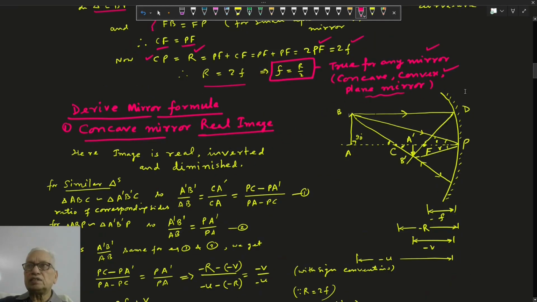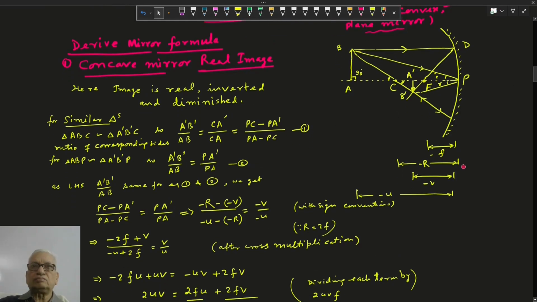Now deriving the mirror formula. There are three cases we have taken: concave mirror with a real image formed. Here AB is the object placed beyond C. The image is formed here in between C and F. By the ray diagram, we can see the ray parallel to the axis passes through the focus, and the ray passing through C is reflected back. Ray BP falls at an angle of I, angle I is equal to R, passing through B dash after reflection. So A dash B dash is the image and this is the object here.